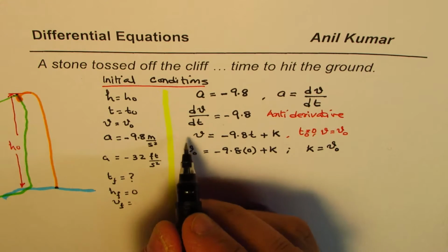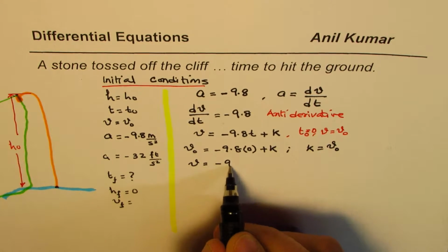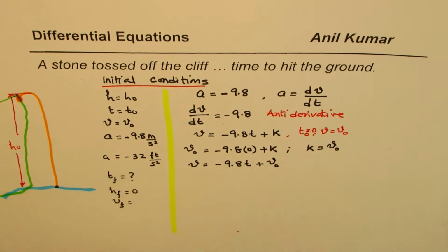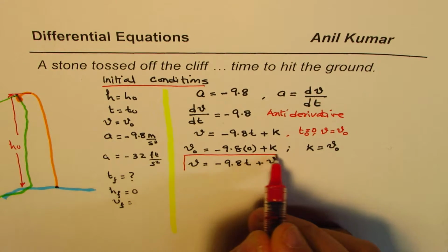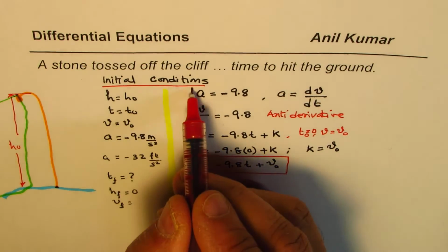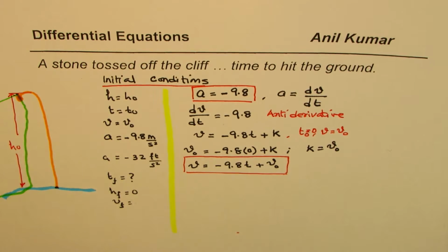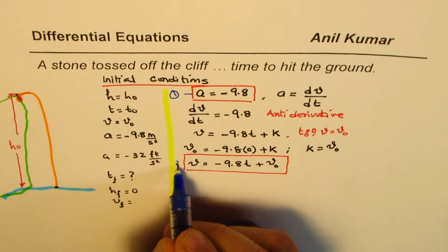Perfect. So you could write this expression of velocity as minus 9.8 t plus initial velocity v0. This is a very important equation. Let me just highlight this one. And this is the constant acceleration based on which we have done all this derivation. Let me call the first one, acceleration, as equation 1 and this one as equation 2.